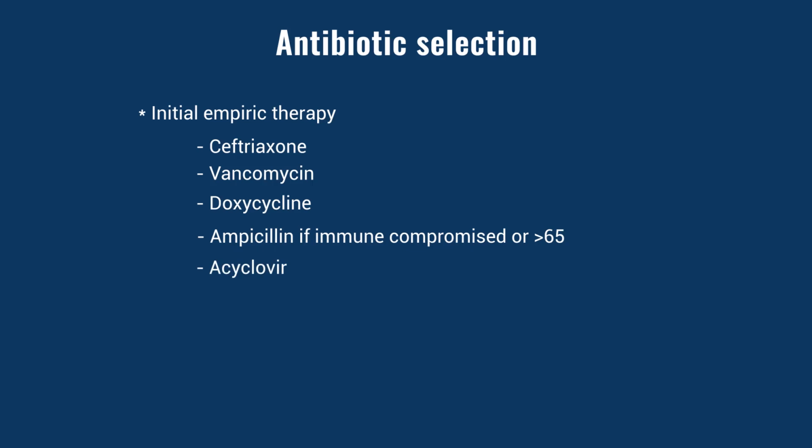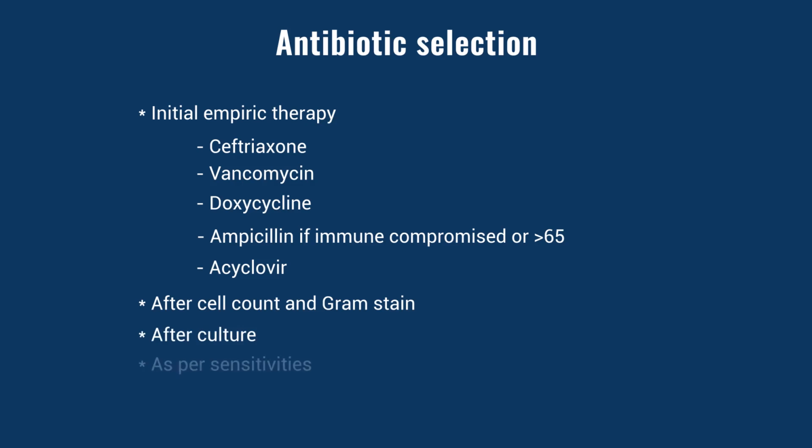Once you get your cell count back, you can take a provisional decision. If it's largely lymphocytic with a normal sugar, then it's unlikely to be a bacterial process. On the other hand, if it's largely polymorphonuclear with a low sugar, then it is likely to be bacterial, and you can adjust accordingly. And finally, if your cultures grow, then you know what pathogen you're dealing with.